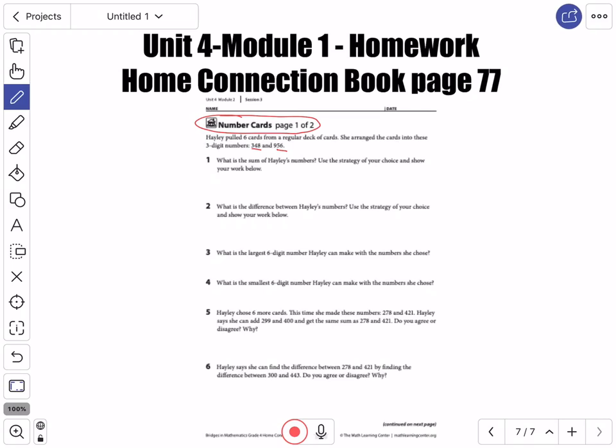If you could please go ahead and solve these 6 problems in your Home Connection book, snap a picture of it and post it into our Seesaw math class.